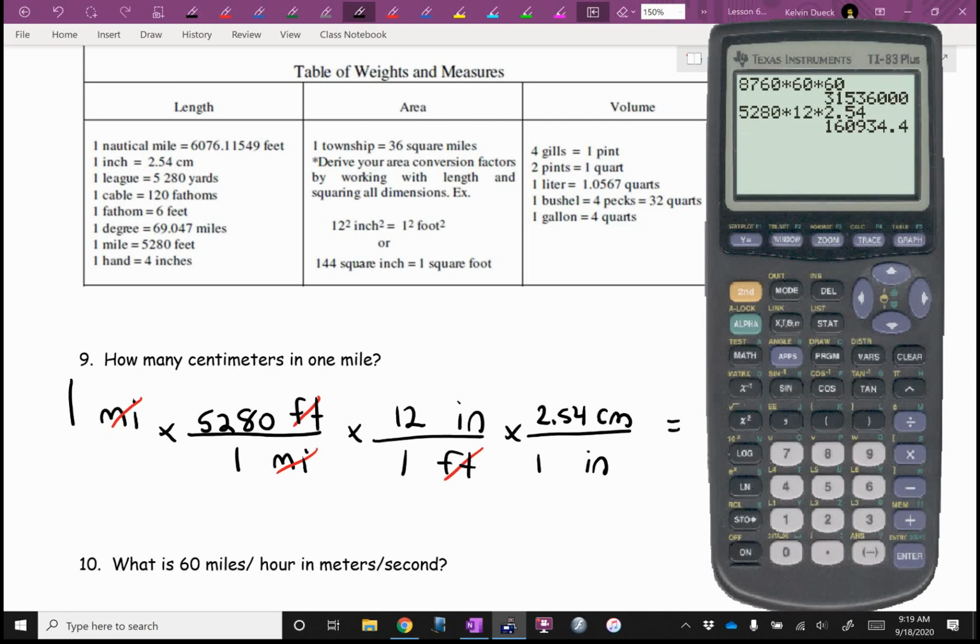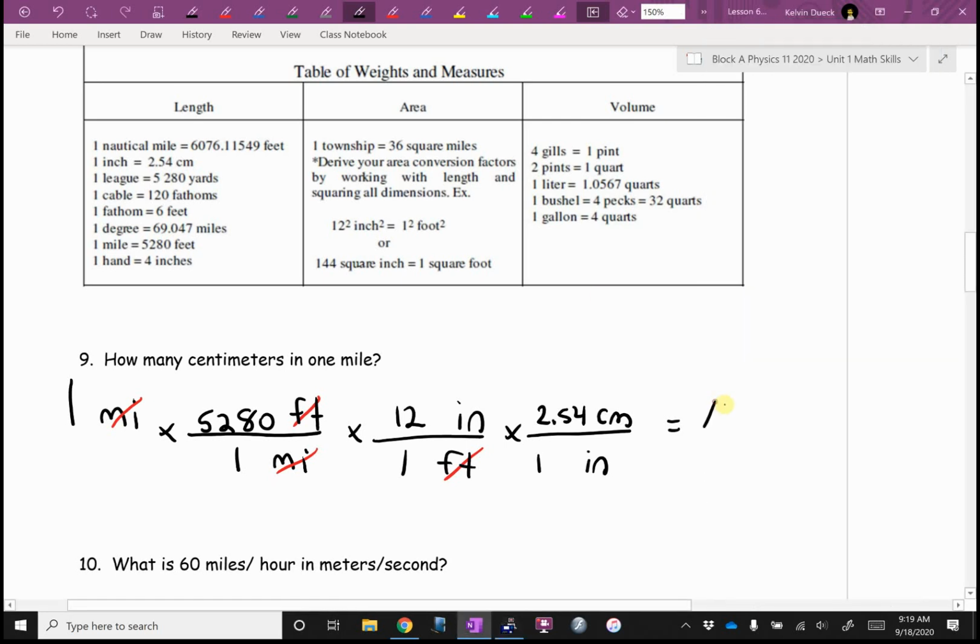Do you get 160934.4? You'll also notice I'm ignoring sig figs right now. Conversion factors are assumed to be an infinite number of sig figs, so we just kind of ignore it. In other words, for metric 10 to the 3, that 10 technically is 1 sig fig. No, it's actually 10.00000000000 because it's defined that way. 160934.4, and this would be centimeters.